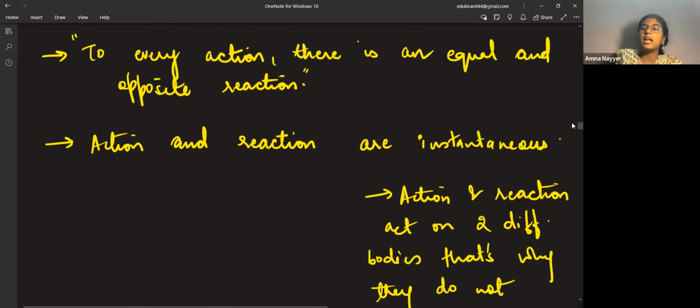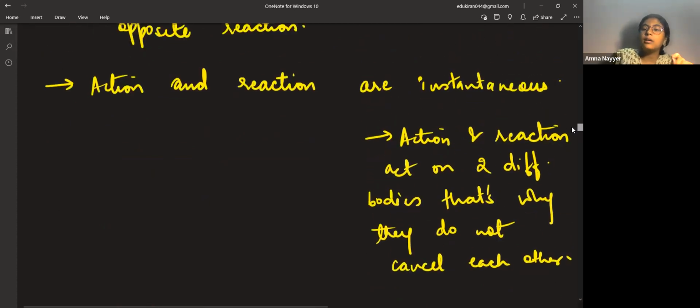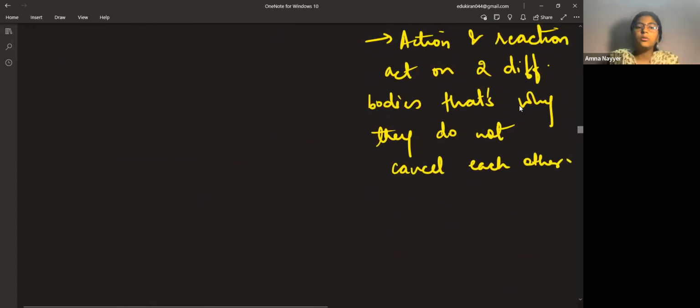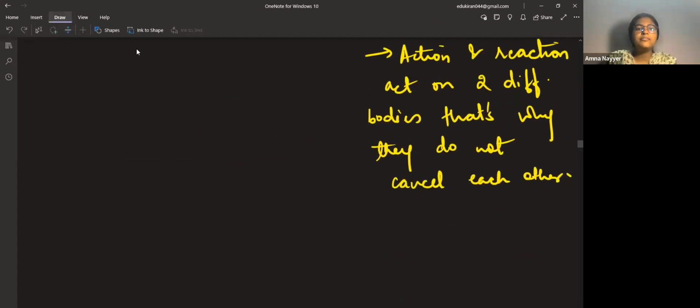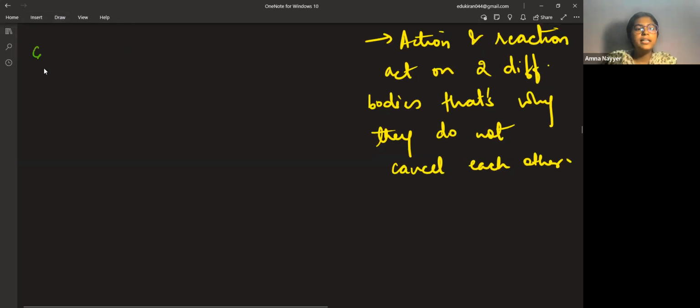All right, action and reaction are instantaneous forces. They both are instantaneous. And action and reaction act on two different bodies. That's why they do not cancel each other. Now, one thing: there is an example actually in your textbook about when a person walks, which is written in an elaborate manner.